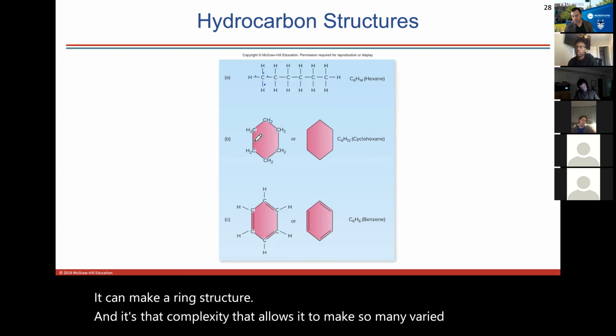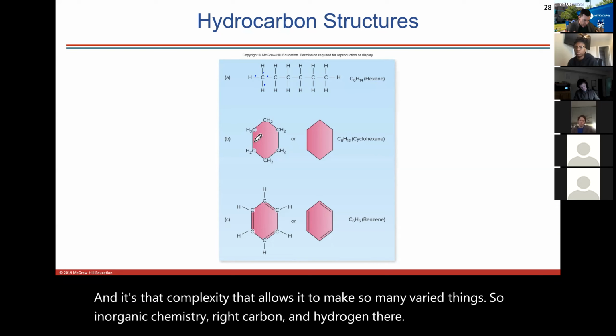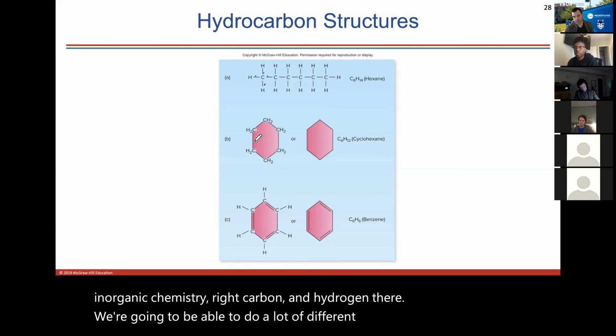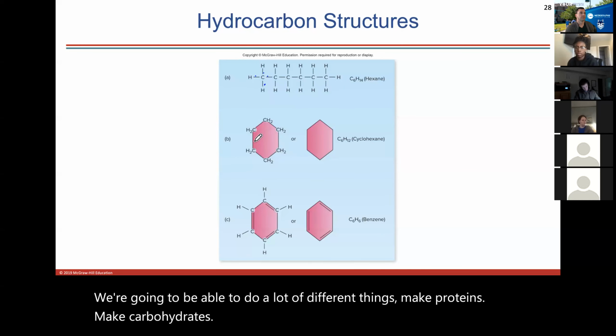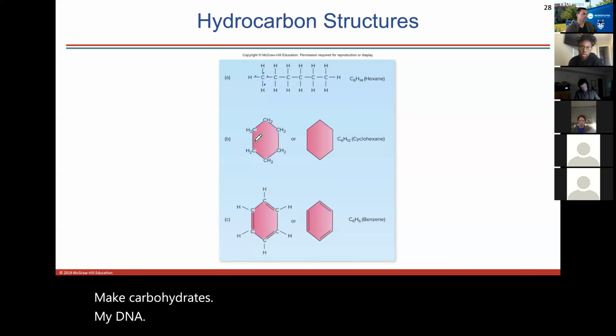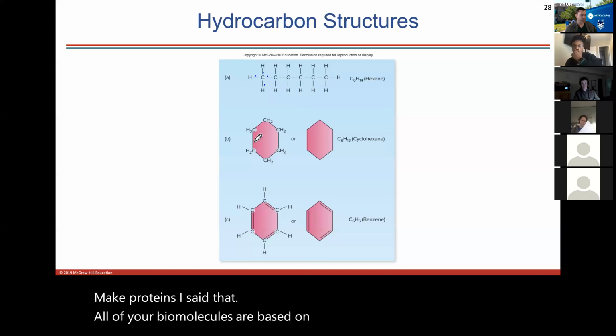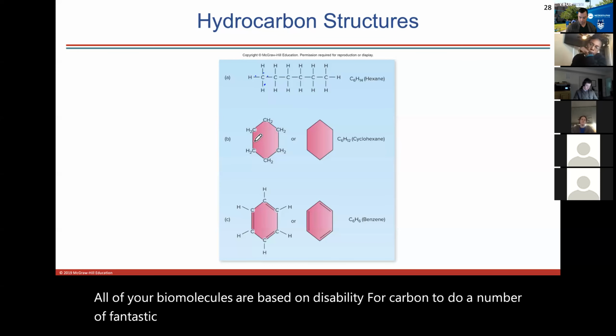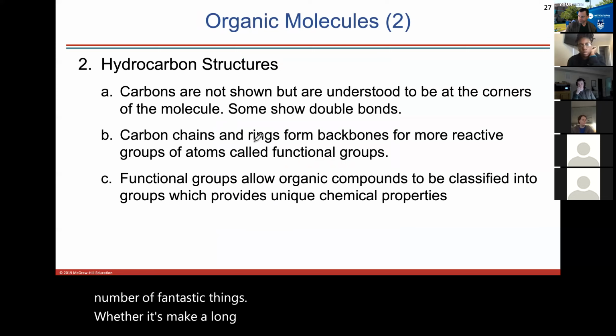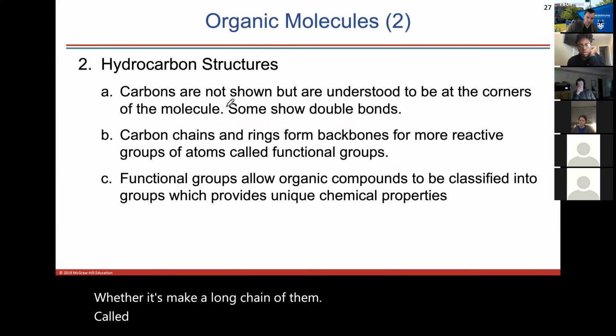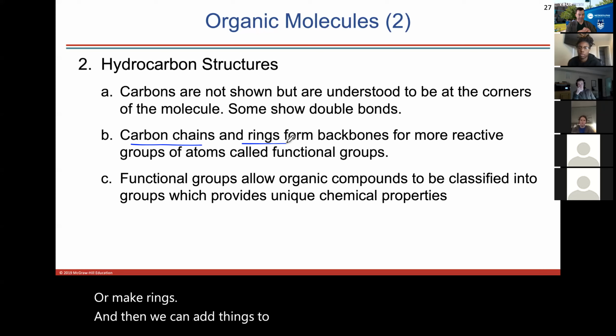So in organic chemistry, with carbon and hydrogen, we are going to be able to do a lot of different things. Make proteins, make carbohydrates, make DNA, make proteins. Did I say that? I don't know. All of your biomolecules are based on this ability for carbon to do a number of fantastic things, whether it's make a long chain of them, called hydrocarbons, or make rings. And then we can add things to them and make them fantastical.